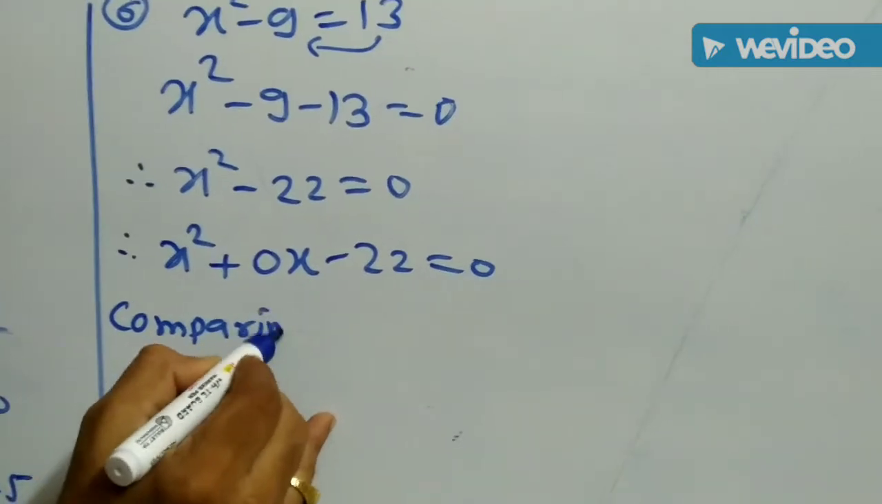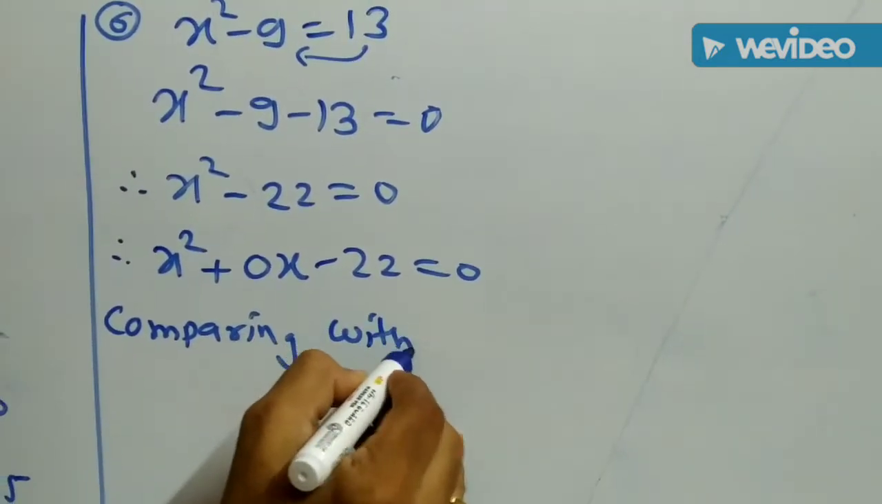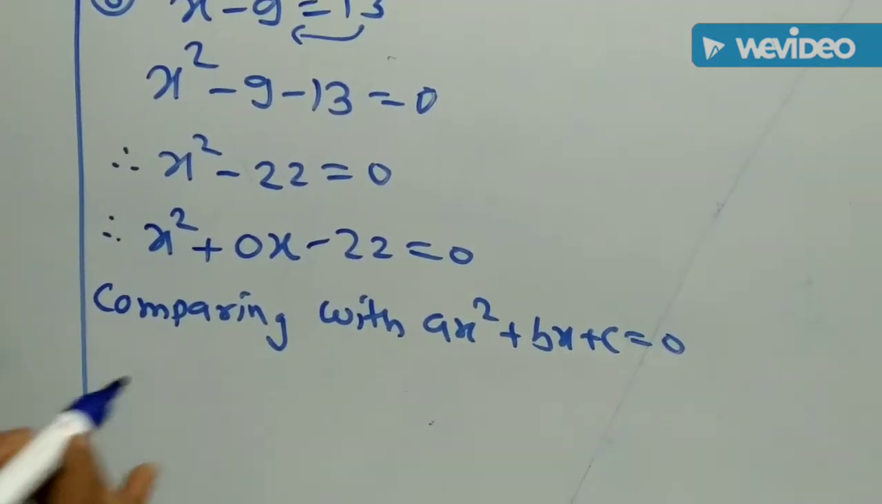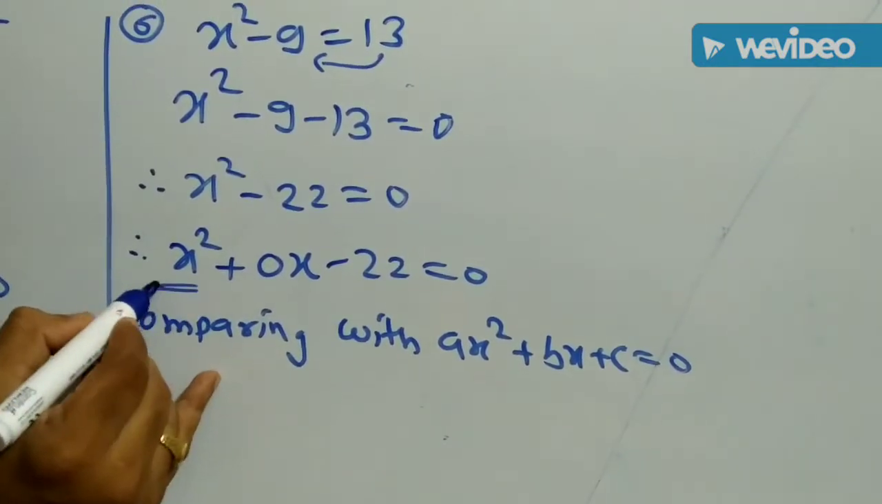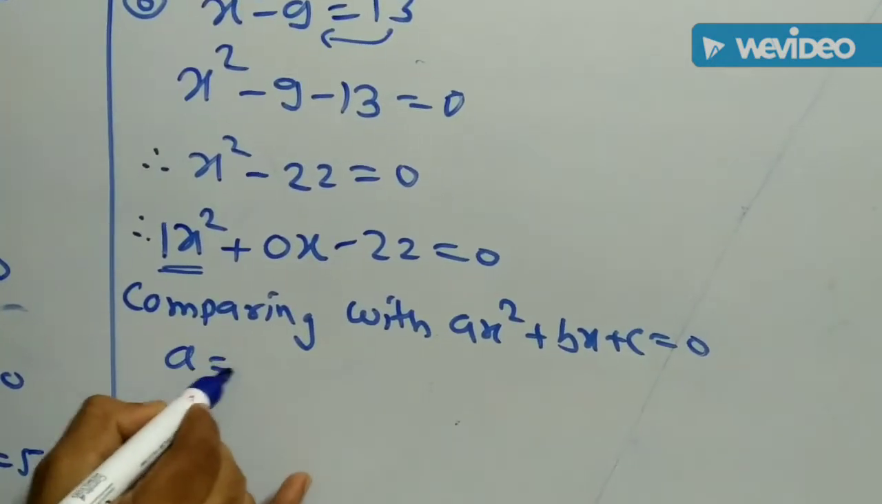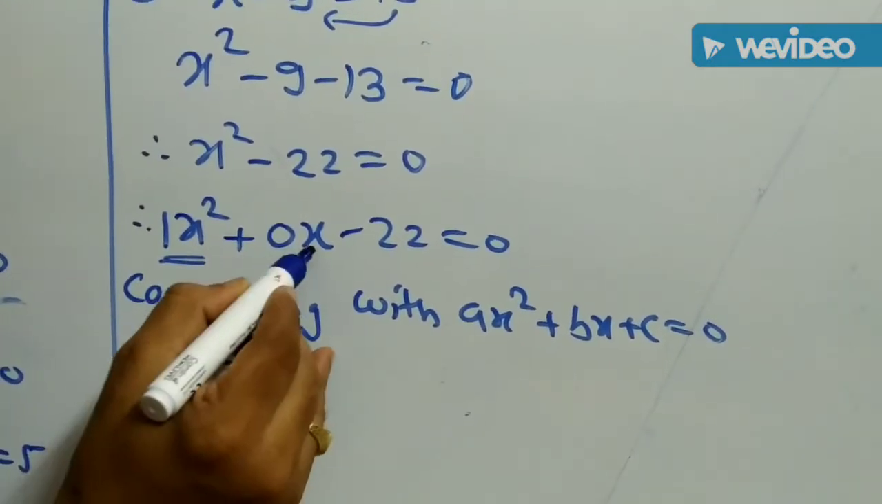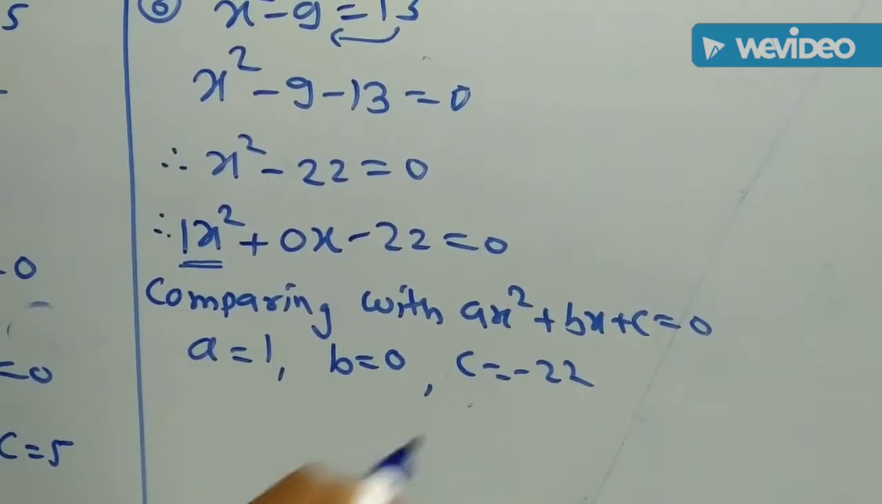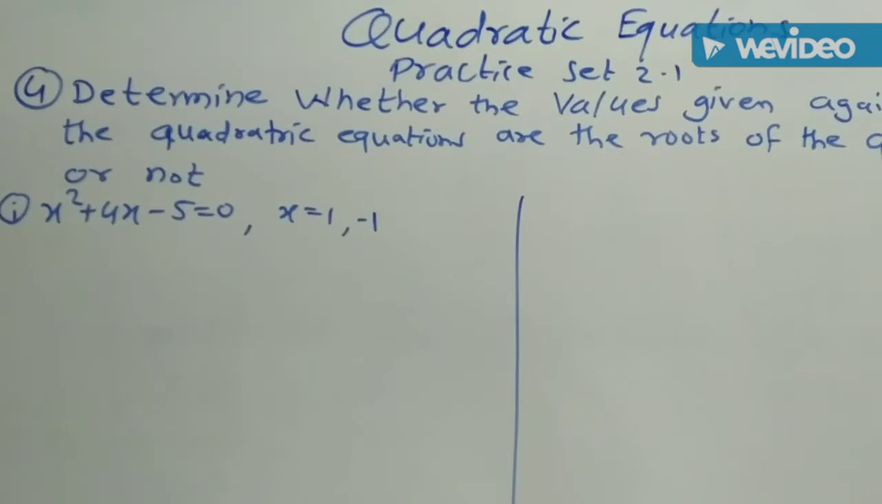Now to write the values of a, b, c, again comparing with ax square plus bx plus c is equal to 0. Now coefficient of square term is not given, that is we consider it as 1. Therefore a is equal to 1. Coefficient of x term is given 0 and constant term is given minus 22.